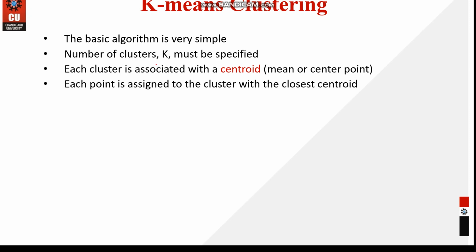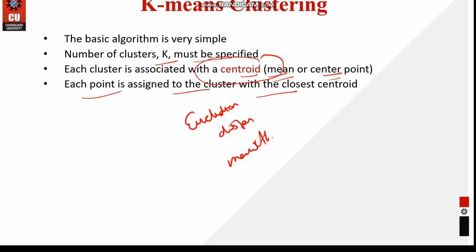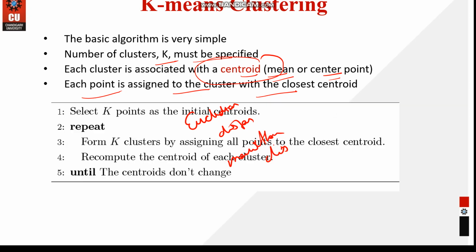The number of clusters k should be specified, they should be given, and this is a type of centroid-based clustering. We have k-means clustering and k-medoids clustering. When we talk of k-means clustering, it is based on a centroid, so we take the mean in this case, and in the other case, k-medoids, we take the center point, that is the median value. Each point is assigned to the cluster with the closest centroid. Here we will work with the help of Euclidean distance. You can also use Manhattan distance, there is no such issue, you can go with any of the distance metrics.